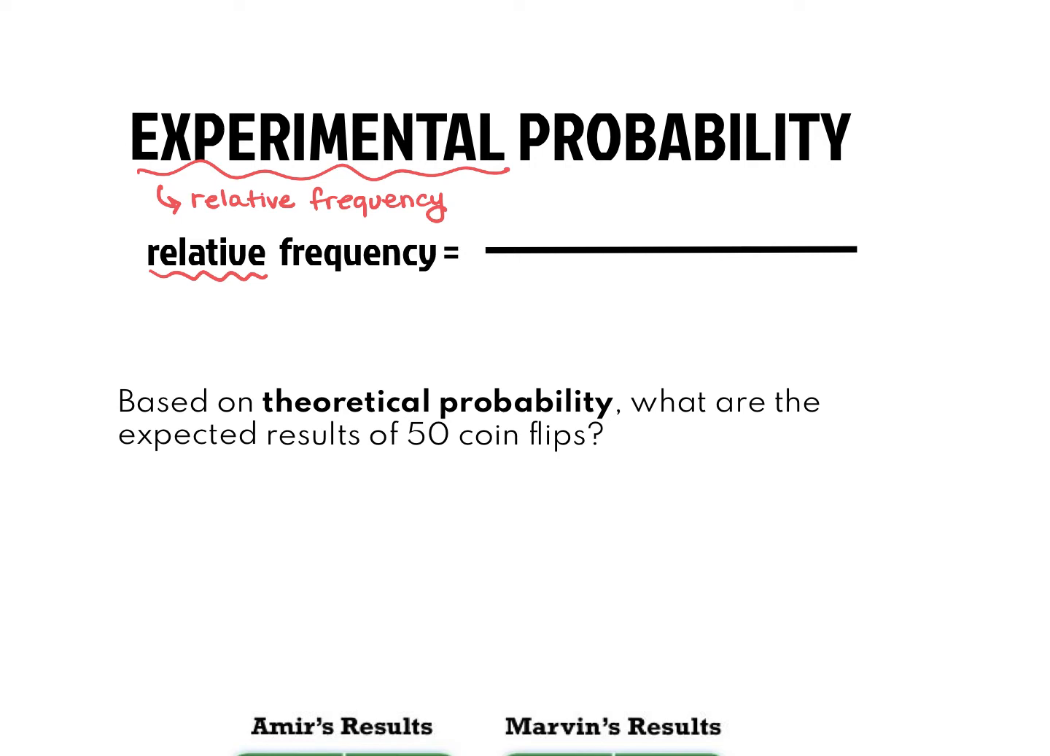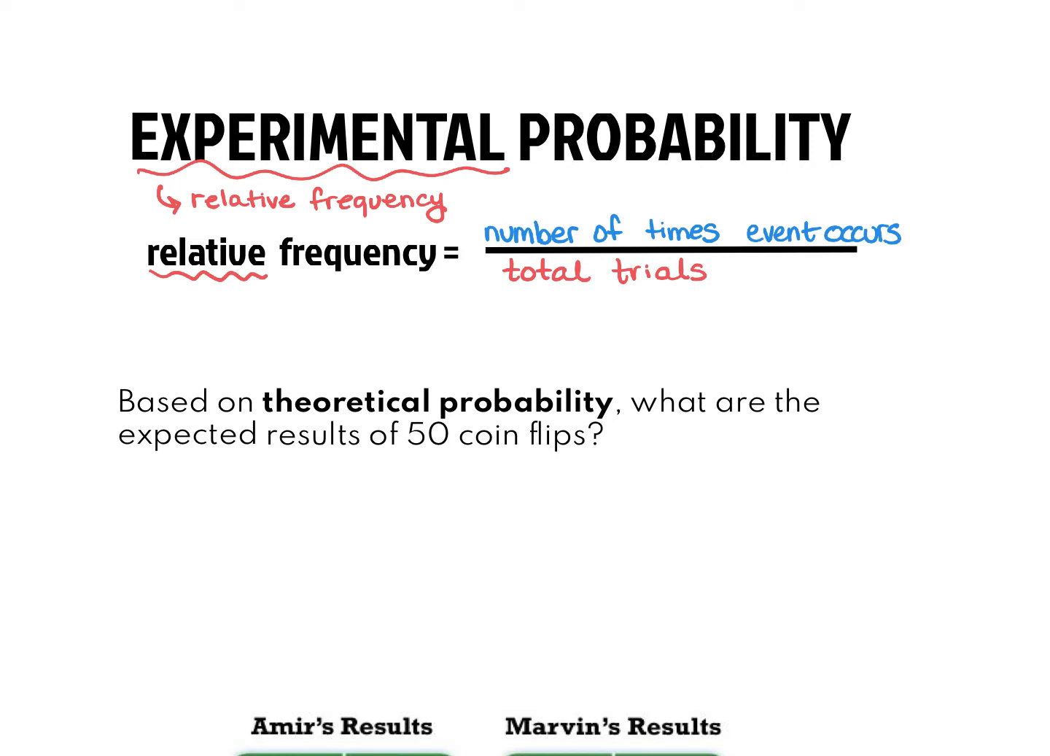Theoretical probability is what should happen. So the definition of relative frequency is the number of times an event actually occurs. So you're doing some type of experiment to find experimental probability. And then this is going to be over the total trials that you do. So again, because you're physically trying something, you have the number of times it happens over the total trials.